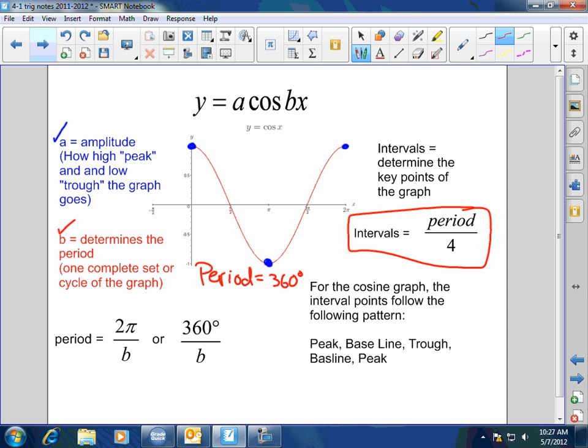And then when you're graphing your cosine graph, there's a little bit of a different pattern. Remember that the sine was baseline, peak, baseline, trough, baseline. This guy's a little bit different. Cosine is peak, baseline, trough, baseline, peak. Yes, sir. The pattern does not change for the sine or the cosine ever. Great question, son. Does that make sense so far?